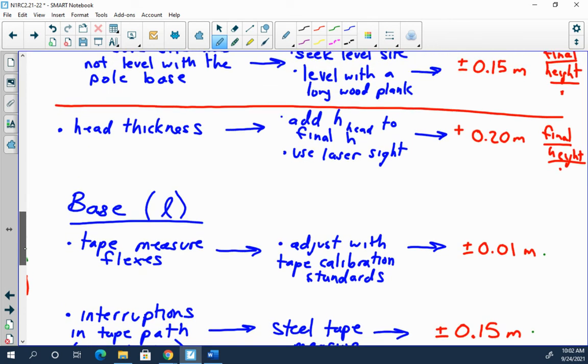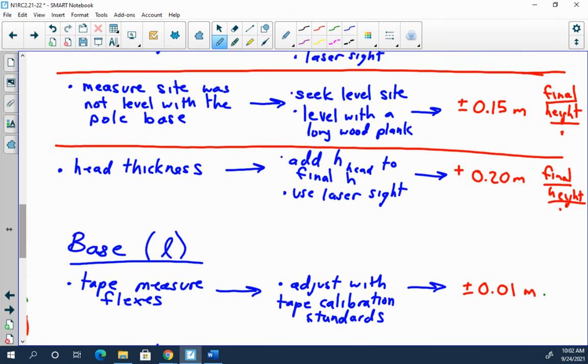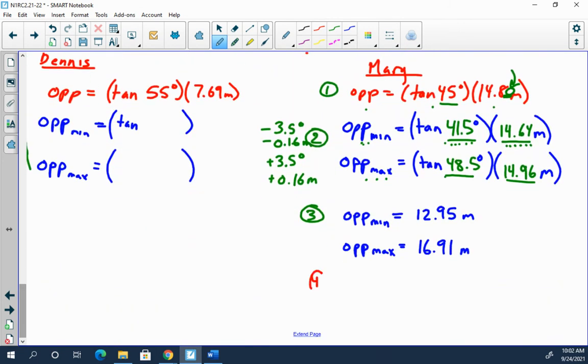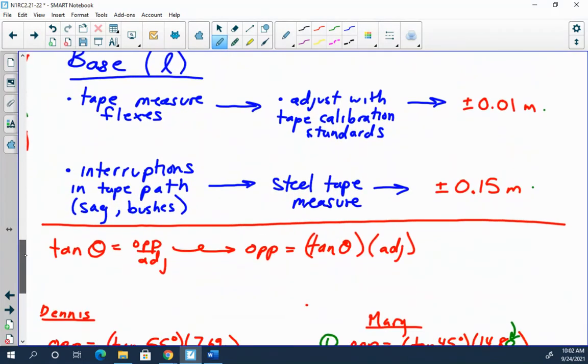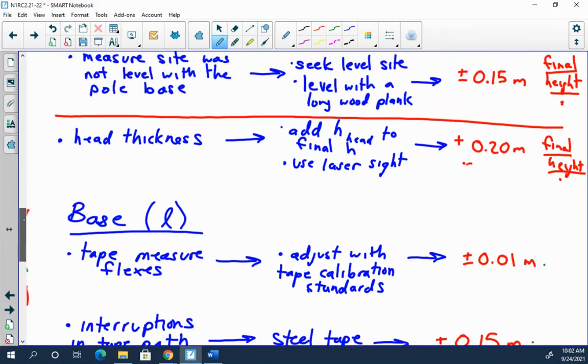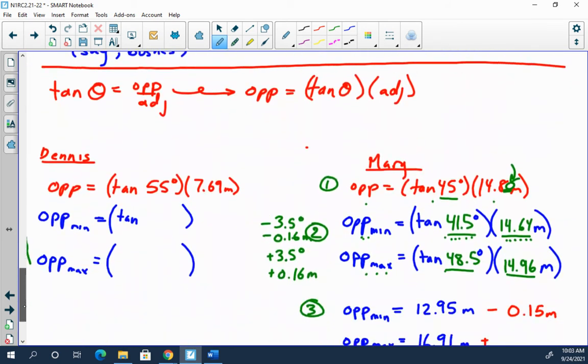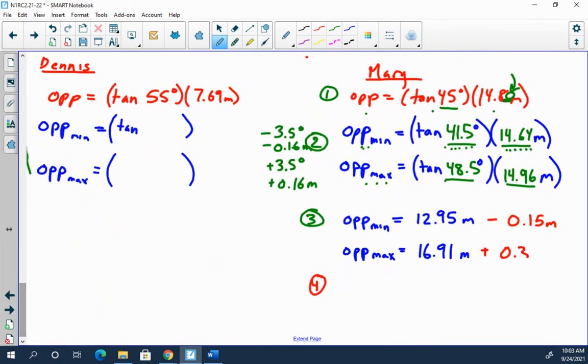So the minimum, this one could have been a non-issue at all. So it doesn't have to apply, the 0.20. So if we were to go down, the minimum would be 0.15 less than this. So really finalizing this here, the real minimum could have been minus 0.15 meters. And the real maximum could have been plus, not just the 0.15, but the 0.15, here it is, and the 0.20, which is 0.35, plus 0.35 meters.